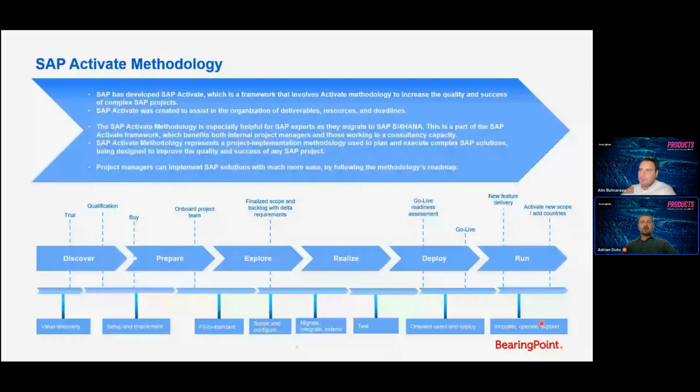The SAP Activate methodology represents a project implementation methodology used to plan and execute complex SAP solutions, designed to improve the quality and success of any SAP project. With the use of SAP Activate methodology, project managers can implement SAP solutions with much more ease by following the methodology roadmap that consists of 6 phases.